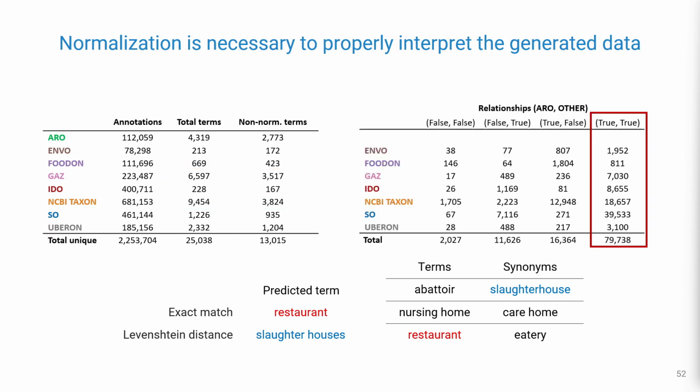When looking at the relationships between these terms, you can see that the majority of relationships exist between normalized ARO terms and normalized epidemiology terms, shown on the far right. This means that despite there being many terms not properly normalized, it doesn't really impact the relationships as much, which is what we are focusing on.